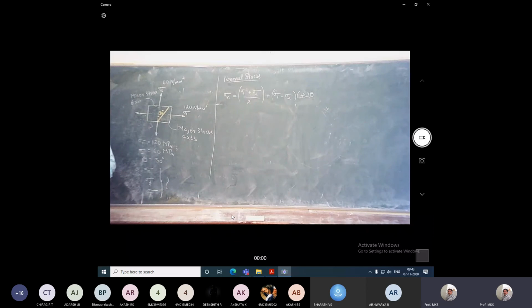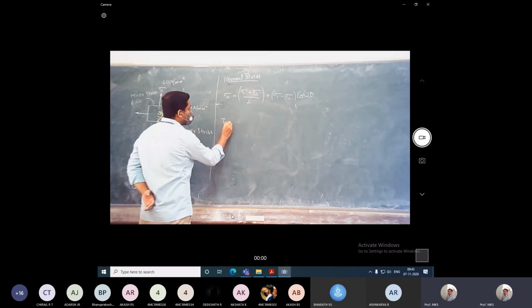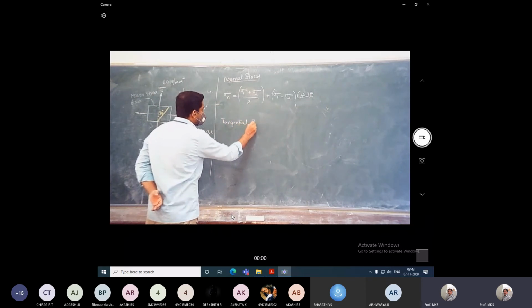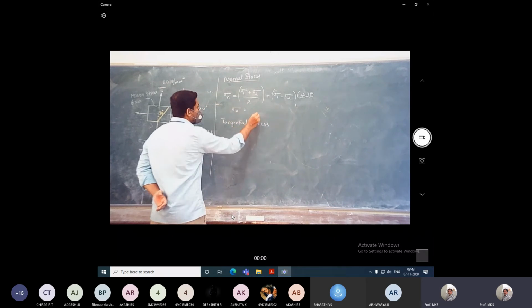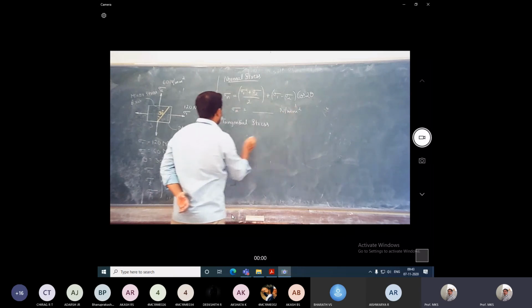So it is a direct substitution. Next, you find out the tangential stress. So you find out this value, how much it is. It is in Newton per mm square.